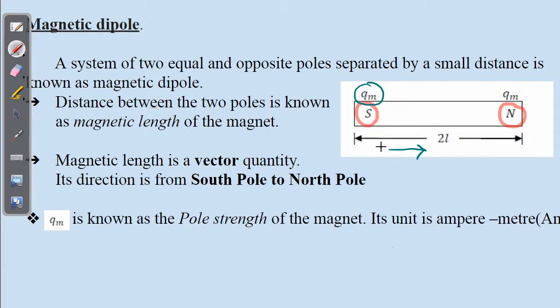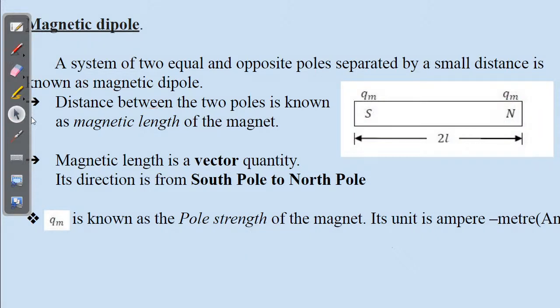Okay, and the SI unit of pole strength is ampere meter. How we are getting this ampere meter, we'll discuss in the upcoming videos. Okay, so the distance between the two poles of the magnet is called magnetic length. The direction of the magnetic length is assigned from south pole to north pole. The representation for pole strength is Q subscript M. It's not Q into M, it's Q subscript M. Hope you understood this term also.